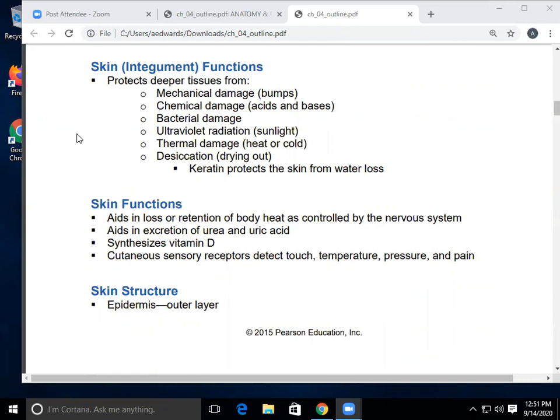The skin helps you retain your body heat. It's actually under the control of the central nervous system, or the nervous system more generally. Helps you excrete things like uric acid and urea. Makes vitamin D, okay? Sunlight hits your skin, makes vitamin D. You have sensory receptors in your skin for things like pain, pressure, temperature, and touch.